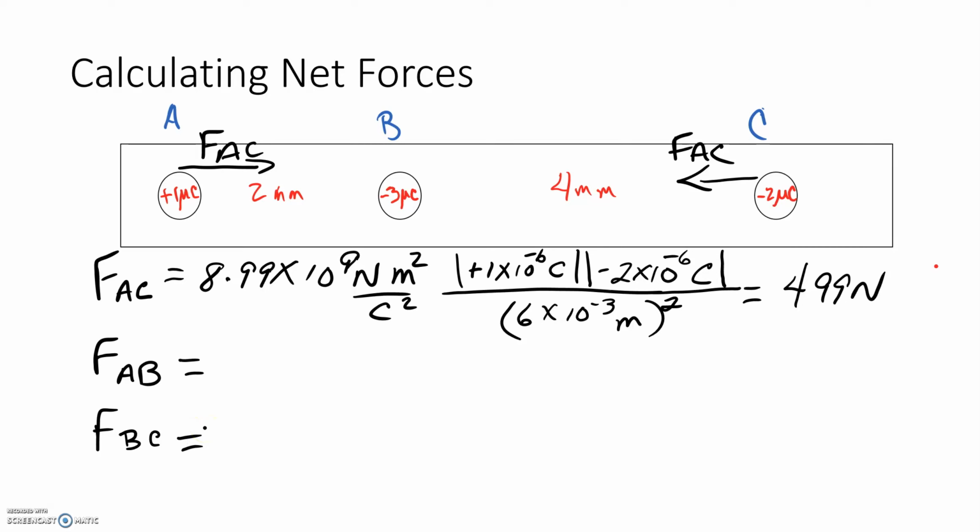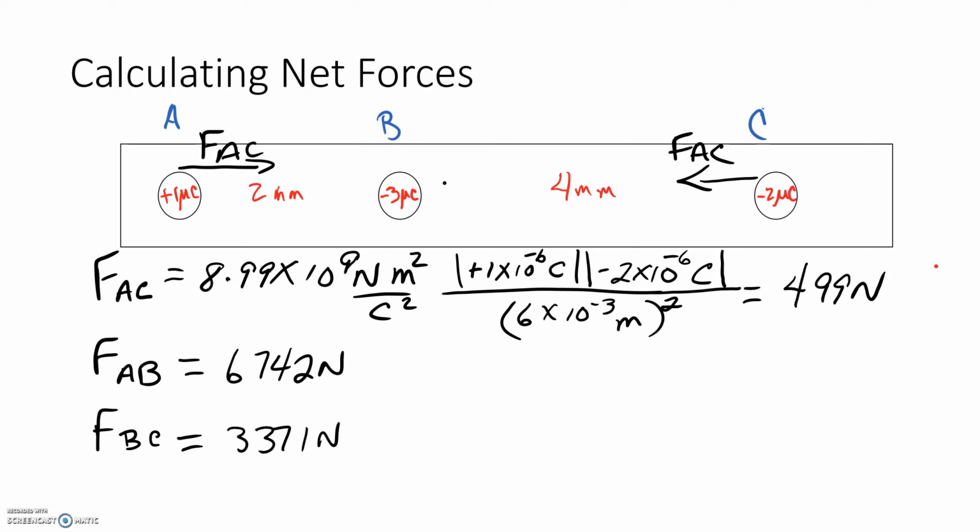All right, so when we come back and we get the force of A on B, I got 6,742 newtons, and B on C, I got 3,371 newtons. Okay, those are a lot bigger, but A and B are closer together, and B is a bigger charge. B and C are closer together, and both of those are bigger charges, so that makes them bigger.